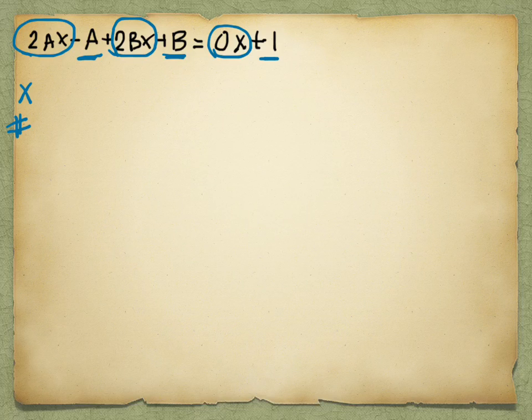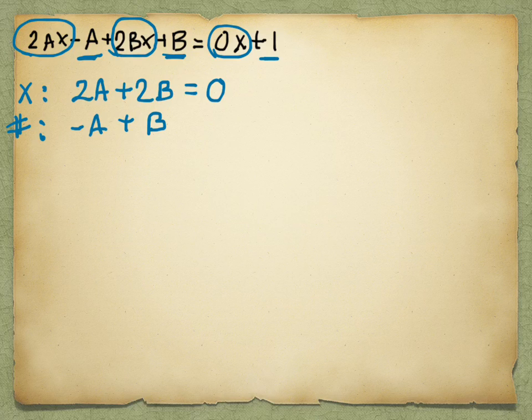All right, so my x terms, on the left side, I've got 2a as an x term, and I've got 2b as an x term. And on the right-hand side, I have a 0. So I'm doing all the comparison of the variable x in one line, one equation. And then I'm going to do all the comparison of the numbers in the next equation. So I'm going to have negative a, positive b, and I know that has to equal the number 1. Okay, so far so good.